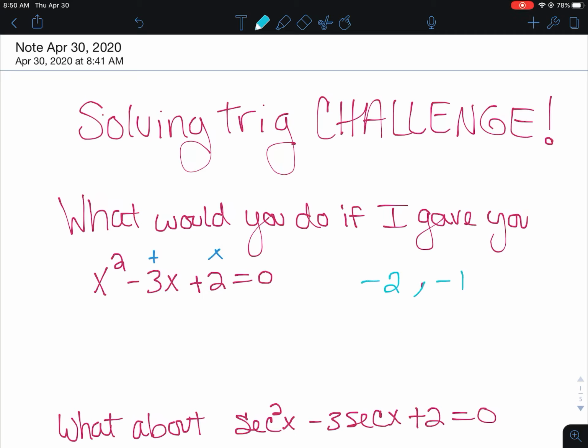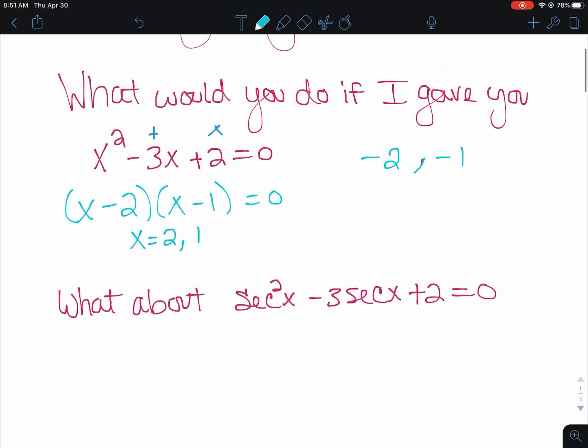What multiplies to positive 2 and adds to negative 3? Negative 2 and negative 1, right? Multiply to positive 2, add to negative 3. So my factors are x minus 2 and x minus 1, and my solutions are 2 and 1.